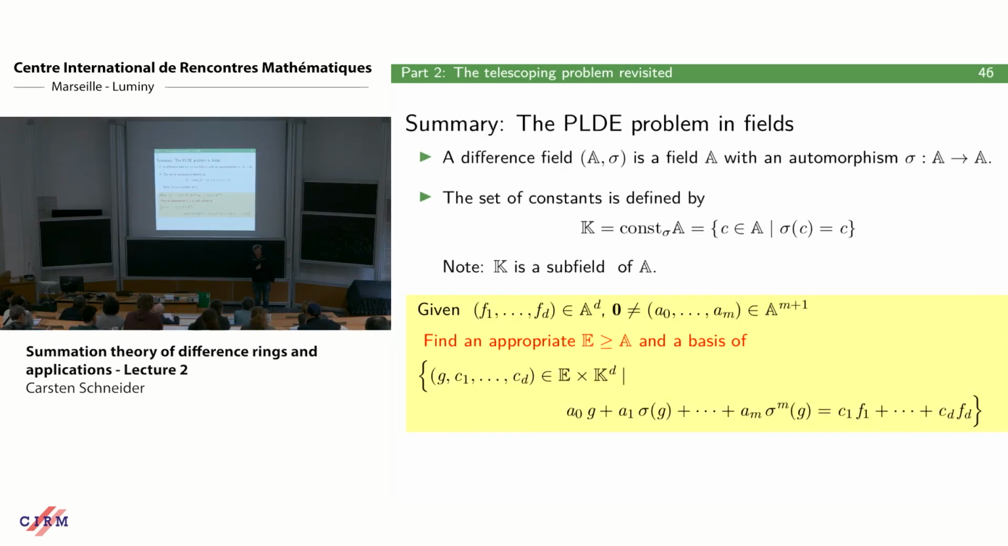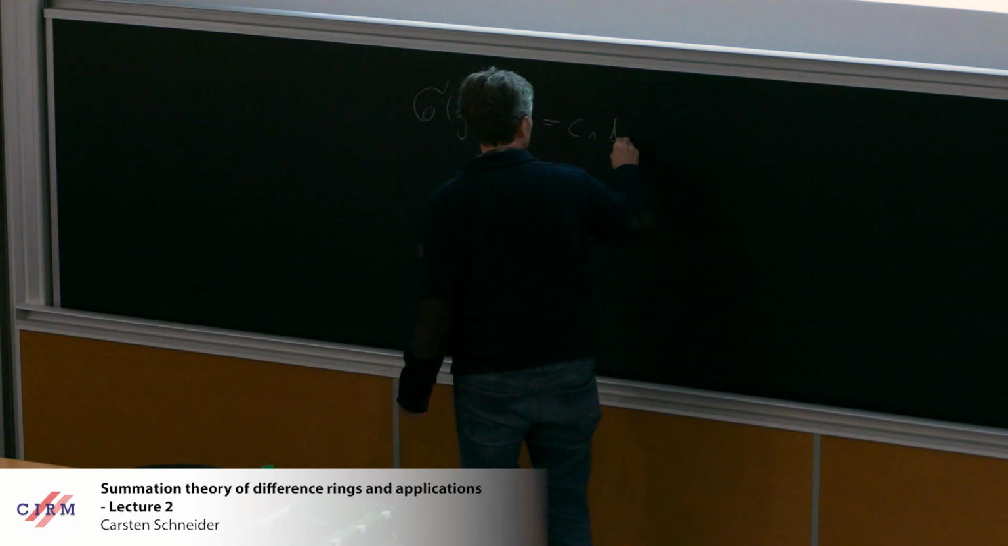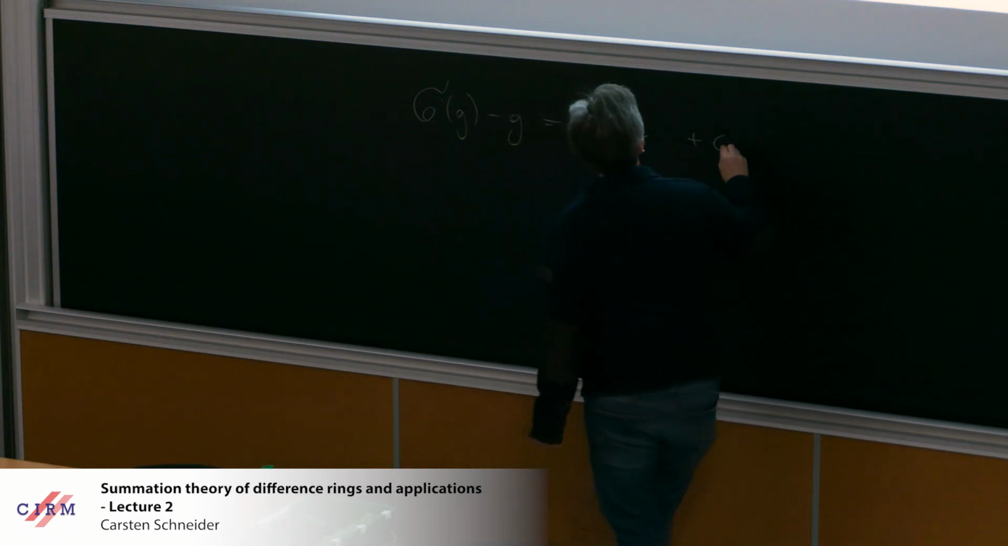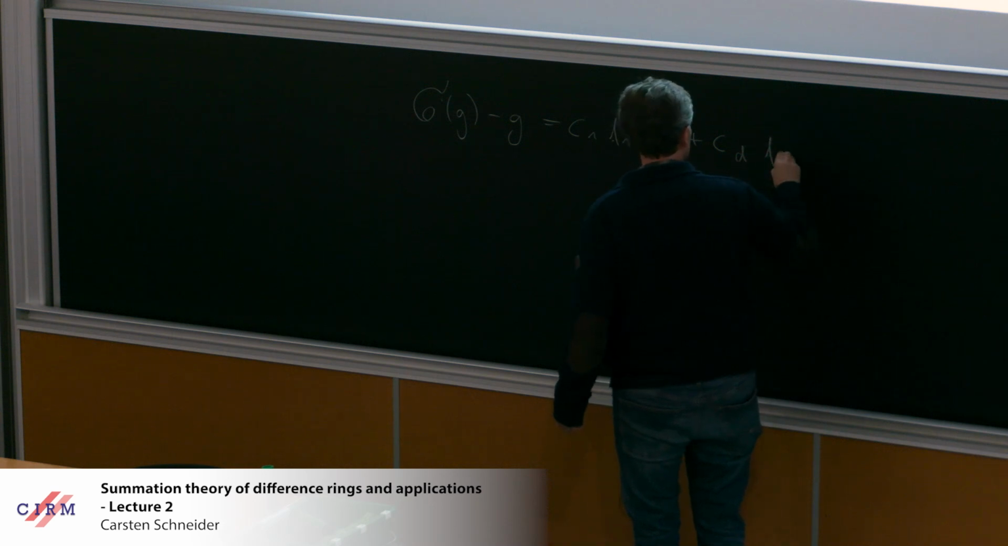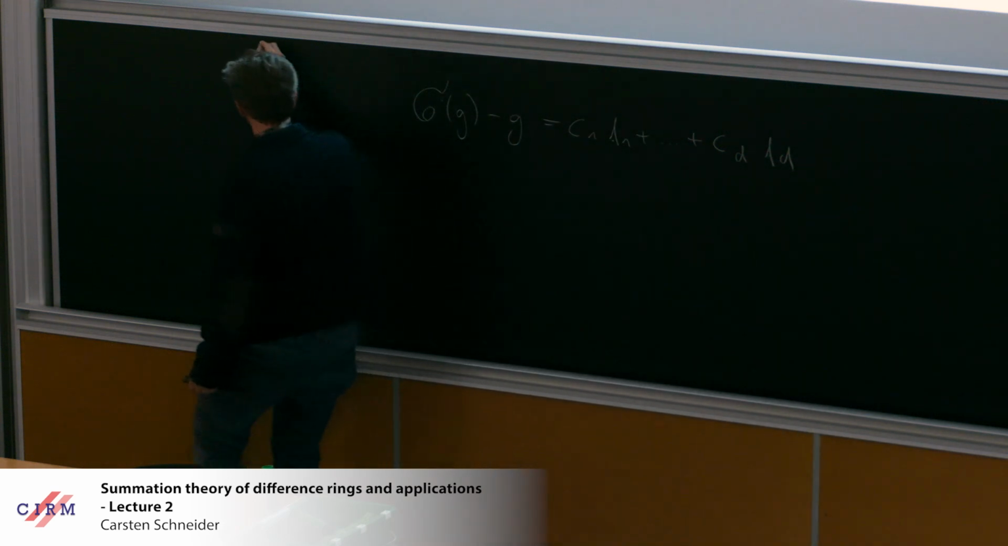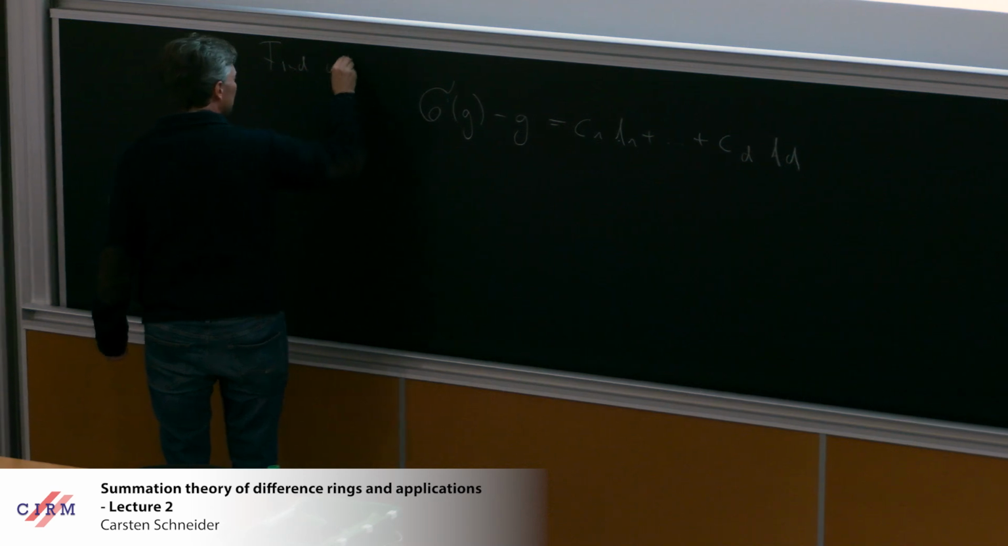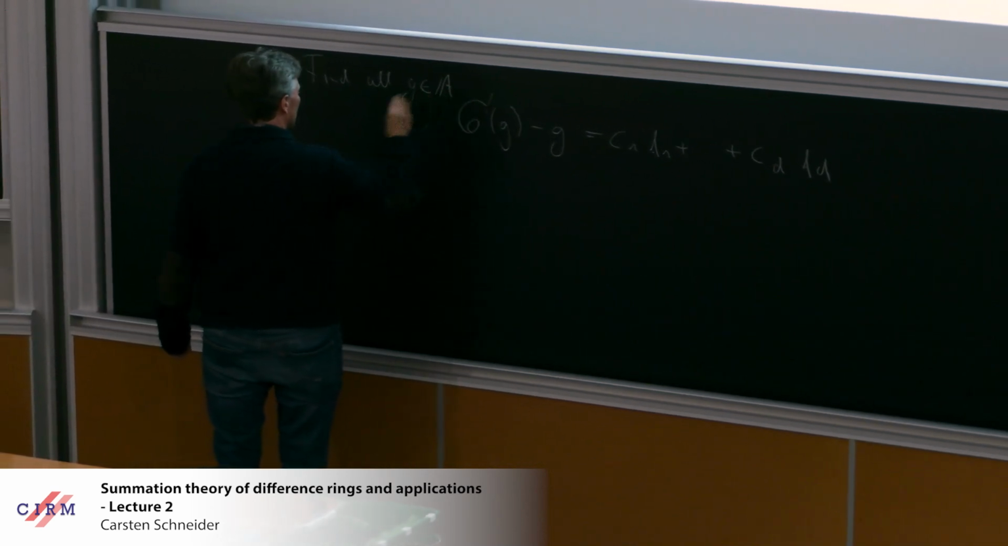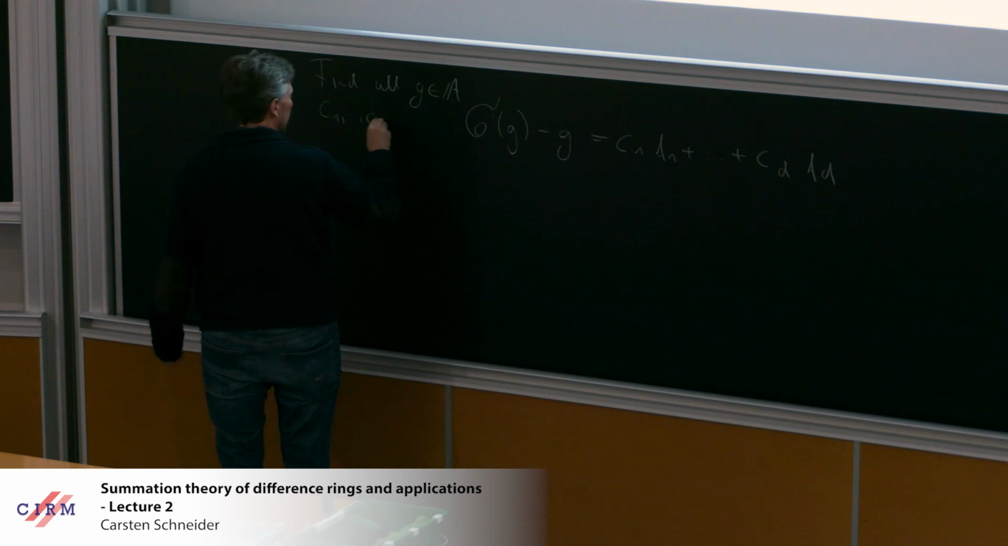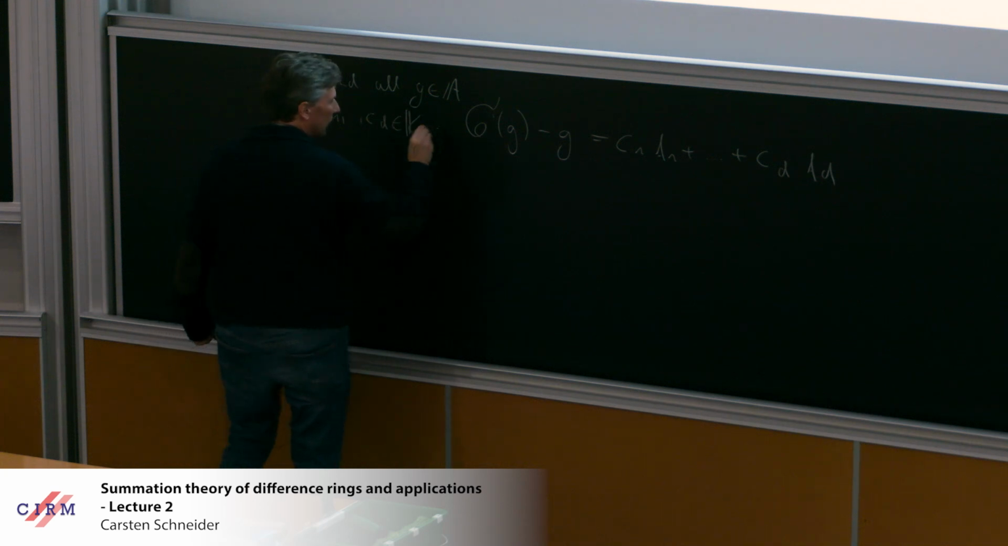Maybe you remember, I already mentioned I'm interested in this more general problem. Okay? So this is my general summation problem that I want to solve. And one of the sub-problems of that, maybe I write it down, is sigma g minus g equals c1 f1 plus up to cd fd. Find all g and all c1 up to cd in the field of constants such that this holds.